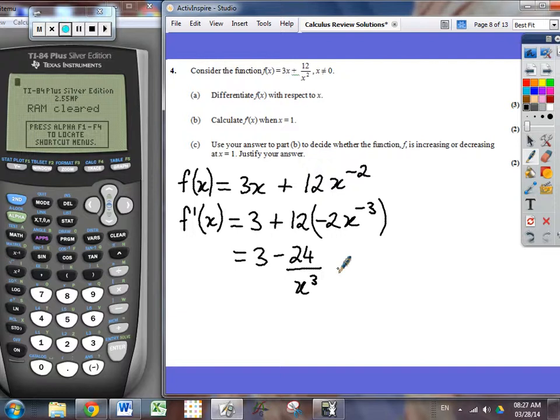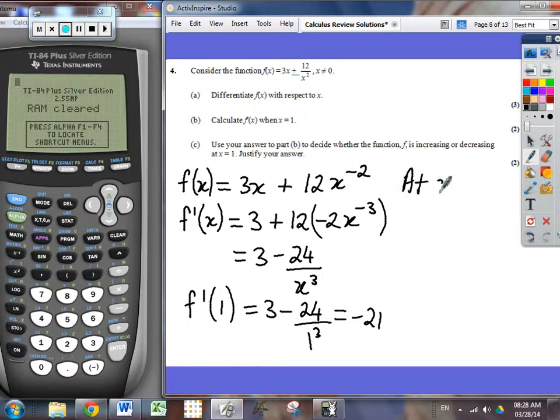So in part B, I need to calculate f prime of x when x is equal to 1. So I'm going to substitute 1 into the derivative function. I've got 3 minus 24 over 1 cubed, and that equals negative 21. So that's my derivative when x equals 1, which of course represents the slope of the tangent. You can see that the slope of the tangent is negative, so it's obvious that we are decreasing.